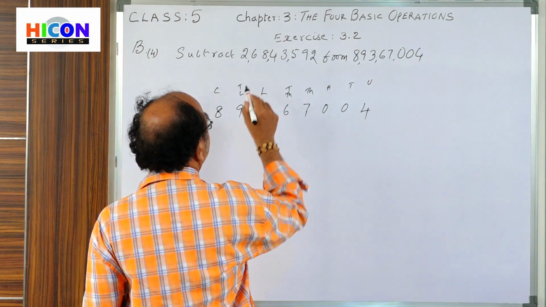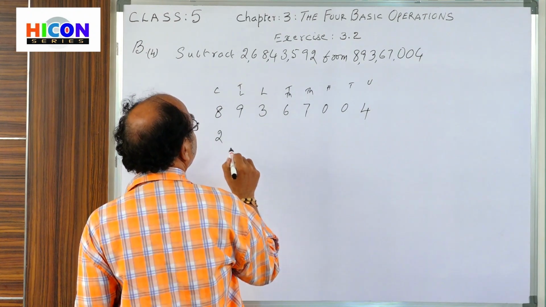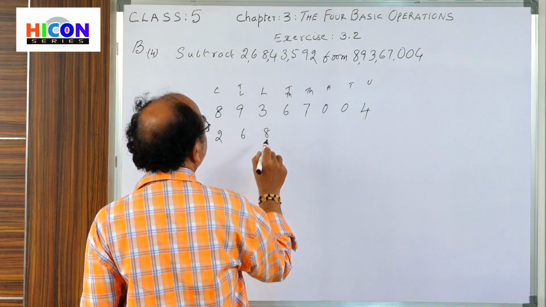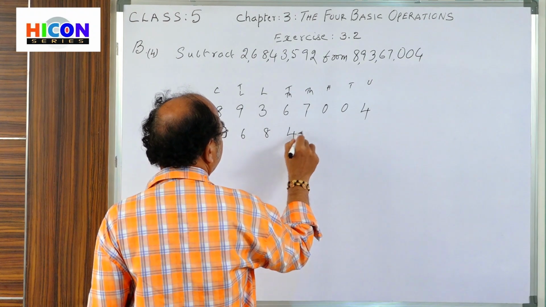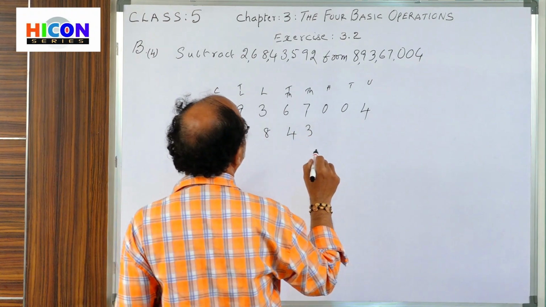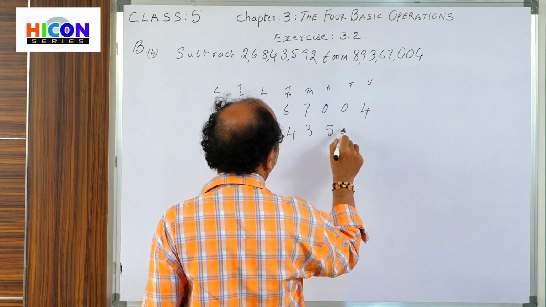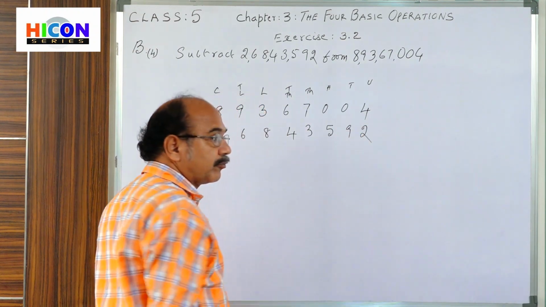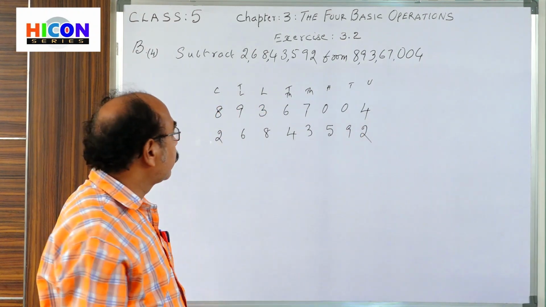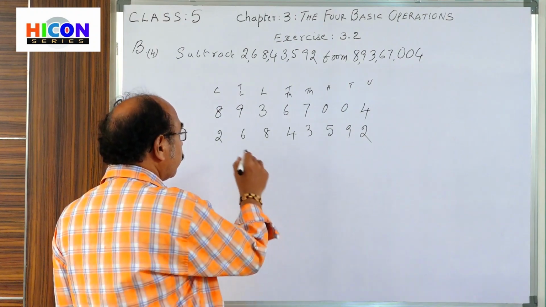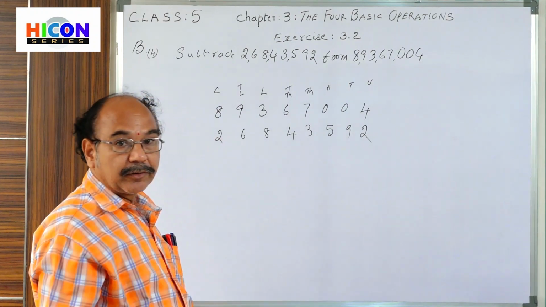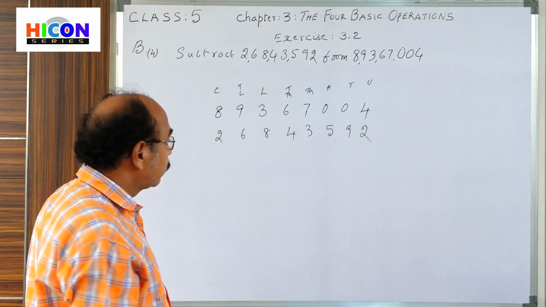For this, 2 crores, 68 lakhs, 43,000, okay, children, 509. Like this. We thought. One below the other, the numbers were written according to the place.